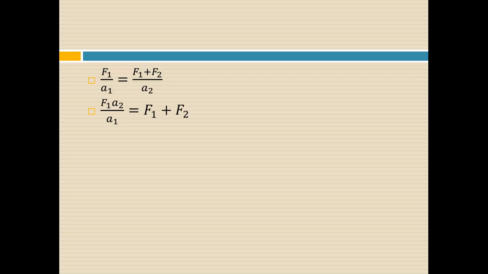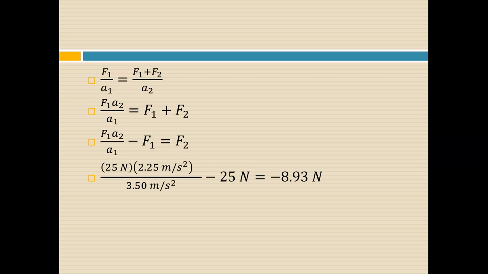First we get rid of the A2 by multiplying both sides by A2, then we subtract out F1, and that gives us our expression for F2, the force we're going to add on. When we get finished, it gets negative 8.93. That means if we're applying the original force to the right, then this force must be applied to the left. Does that make sense if we're going to have a lower acceleration? It does make sense. Okay, great. It's a retarding force. It's a force that's going to decrease the rate of acceleration.